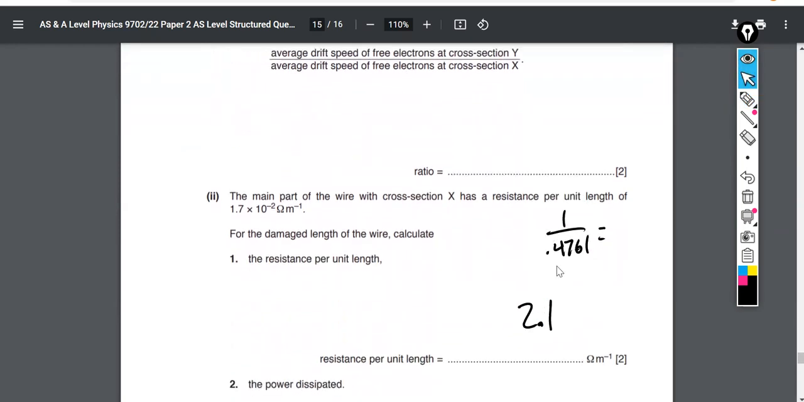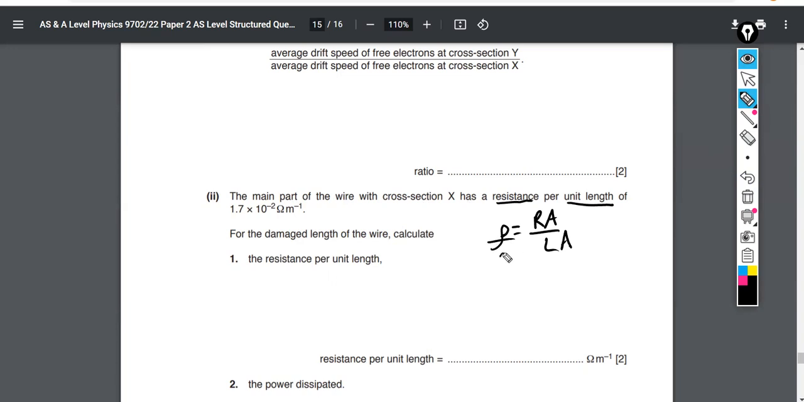The question goes on to read, the main part of the wire with cross-section X has a resistance per unit length of 1.7 times 10 to the negative 2 ohms per meter. For the damaged length of wire, calculate the resistance per unit length. So there's going to be another change to the wire due to that damage that's occurred. And they mentioned earlier that the resistivity of the metal is unchanged. So resistivity is rho, and it's equal to resistance times area divided by length. Here they tell us that the resistance per unit length is a certain value. So they're telling us what R over L is.